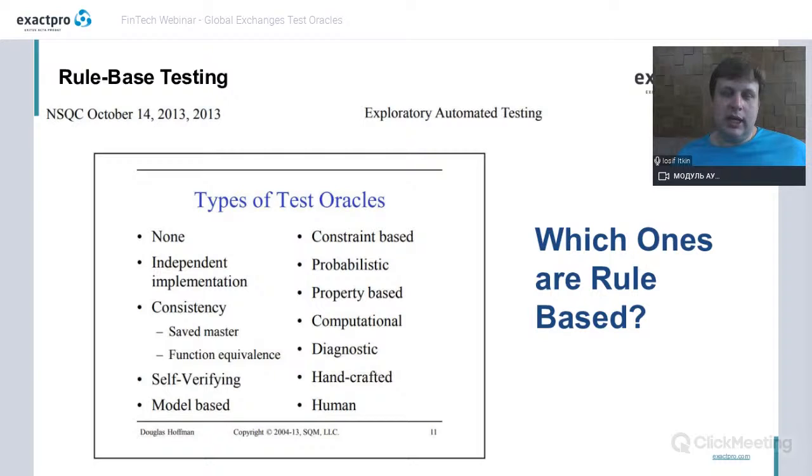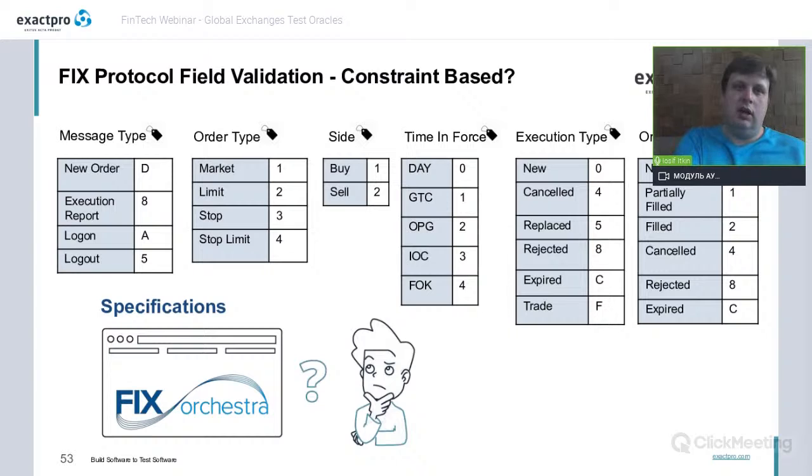Okay, so we sometimes use the term rule-based testing. Which of these are rule-based? Quite a lot of them, actually. They do intersect with each other. Example, constraint-based. A constraint-based test oracle is when we test the outputs and we check that they match particular constraints.